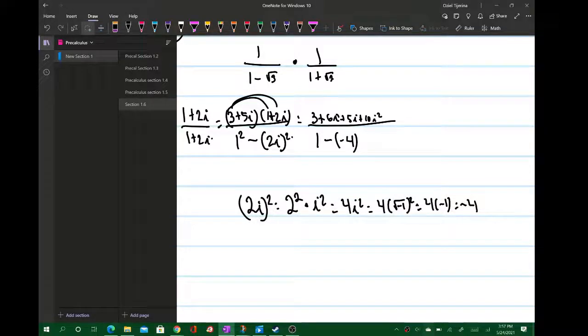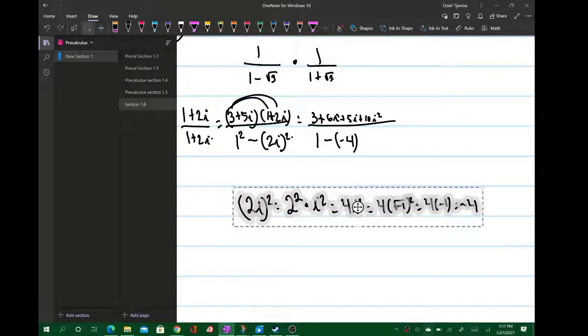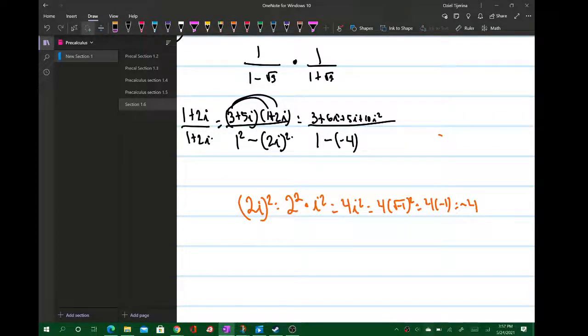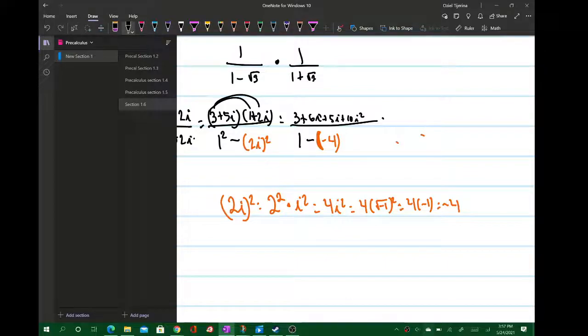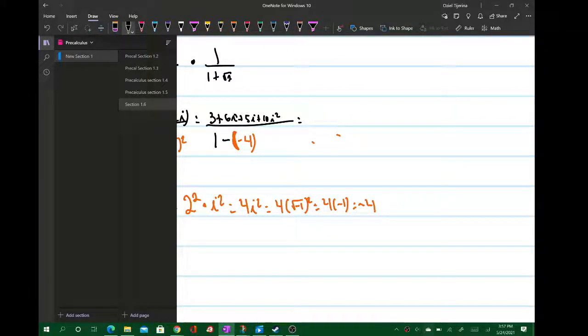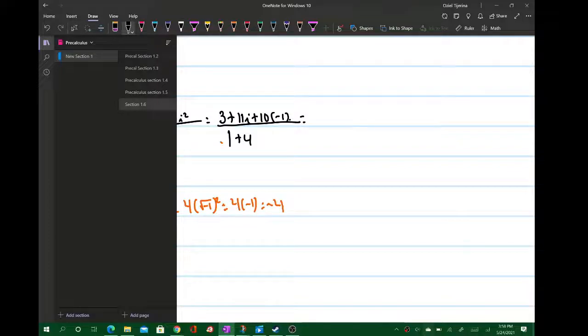Let me color code that very quickly. So this is what I'm saying, basically. Right, so that's how you would do it. And then you have, so this is going to be 3, and then we have plus 6i plus 5i, so it's 3 plus 11i, and then plus 10i squared, that's just 10 times negative 1, over 1 plus 4. So then we have 3 minus 10 plus 11i over 5. So then we have negative 7 plus 11i over 5, right?